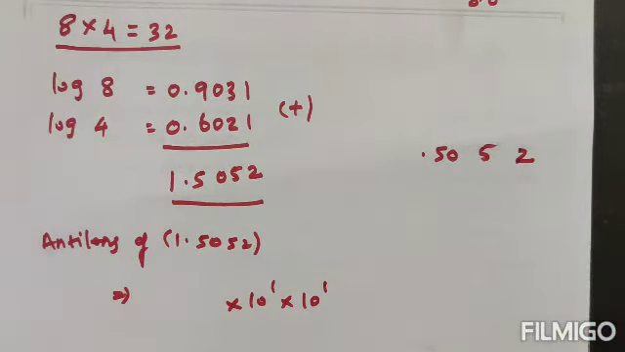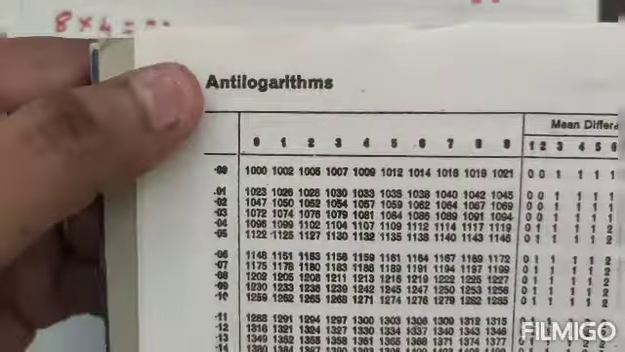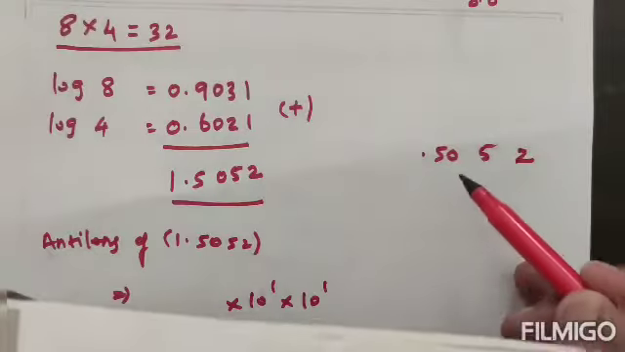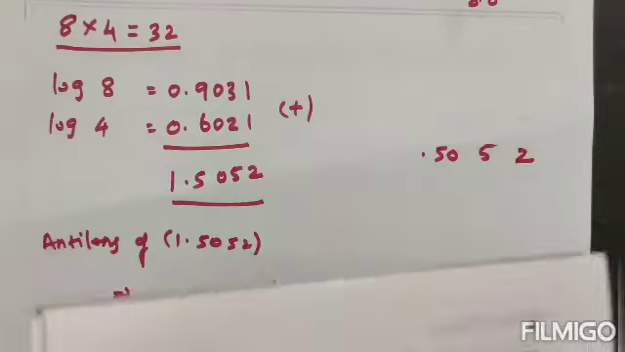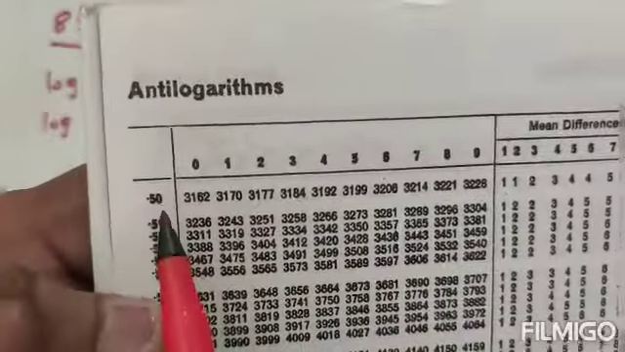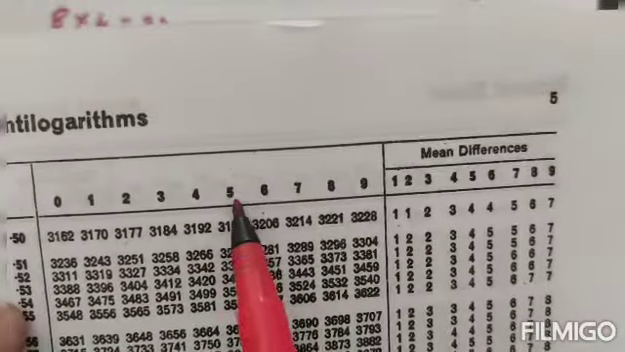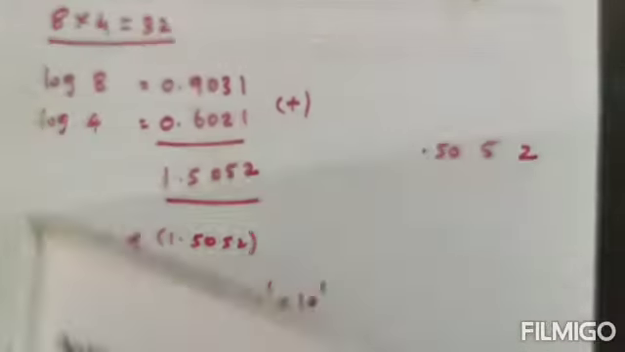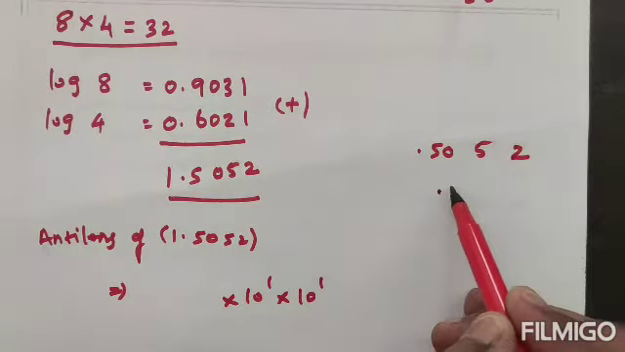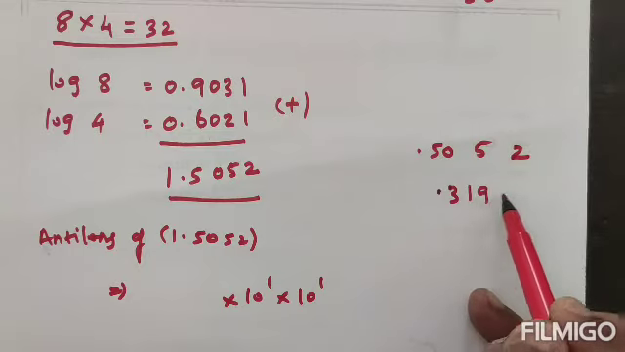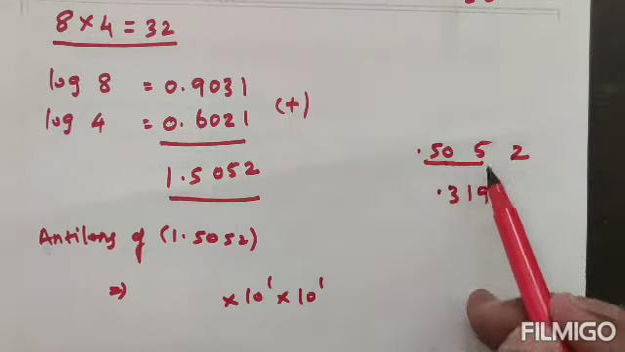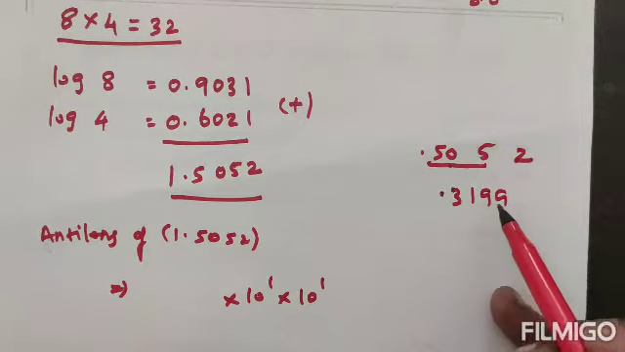Shall we see now? Yes, anti-log. So let's take the anti-log part. Now this is the anti-log part. In anti-log, 0.50, in the next page. See that 0.50. In 0.50, column 5 is 0.3199.